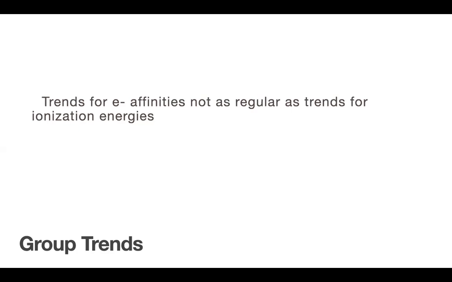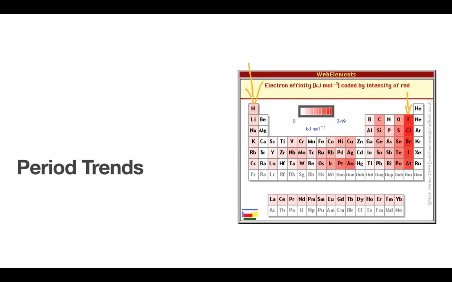And the answer is the energy level to which you are adding the electron. The further you go down the group, the higher the energy level of the orbital that is accepting the electron, and therefore the further away from the nucleus. So the trends for electron affinities, as I said on this slide, it's not an extremely regular pattern like you see with atomic radius and ionization energy. It's a little bit more spotty, I guess you could say.